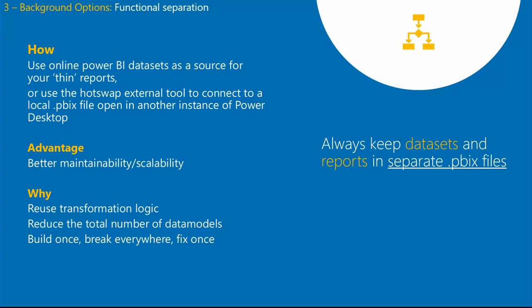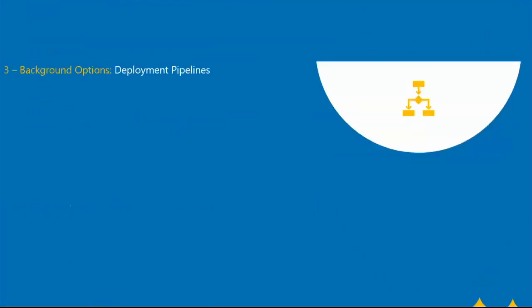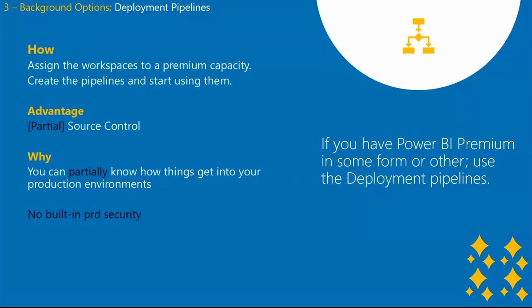In theory, if you're reasonably sure that you're not going to get that much reuse out of the data set, you could do it, but really the extra effort is that minimal that I would just vote for don't go there. Just always keep them separate. That way you can reuse your logic, ultimately reduce the total number of data models you're managing, and again, build once, break everywhere, and fix once. So that's the first issue tackled, sort of.